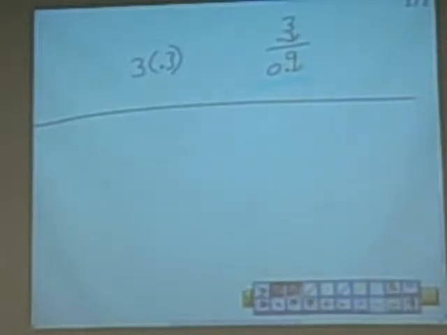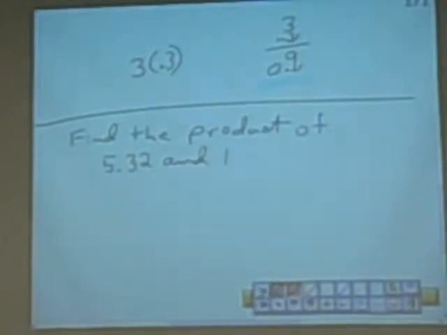Okay. Next is find the product of 5.32 and 10 to the third power.